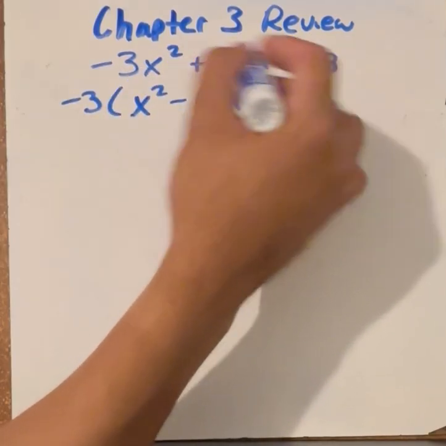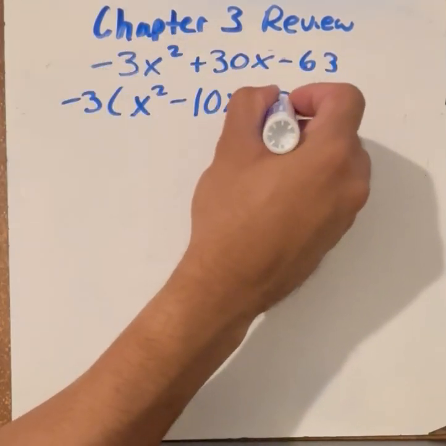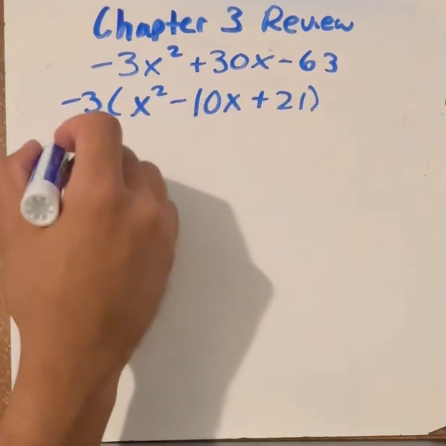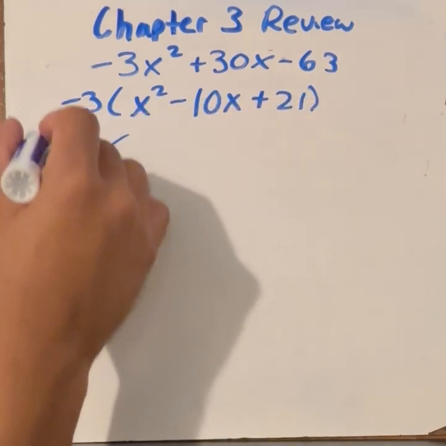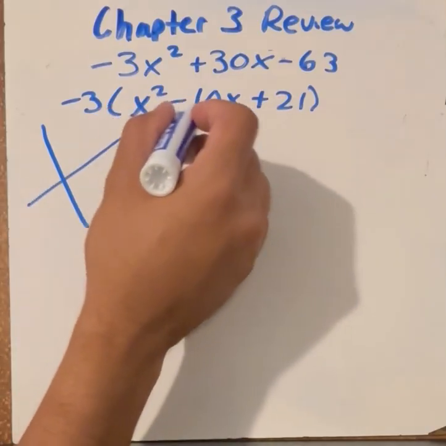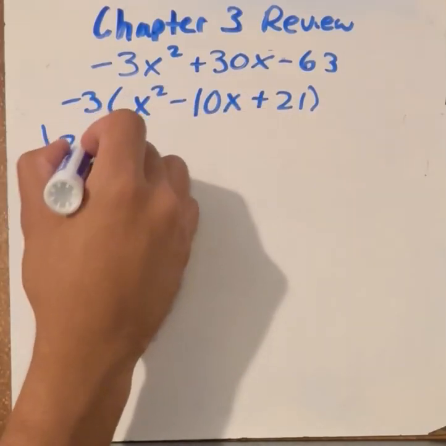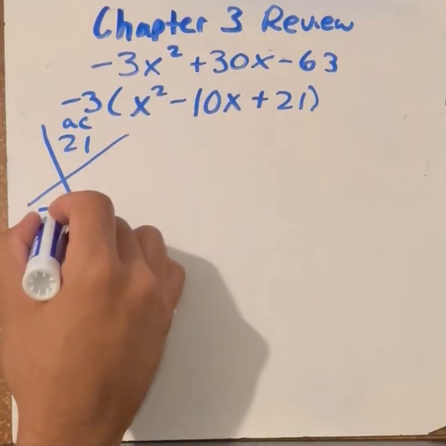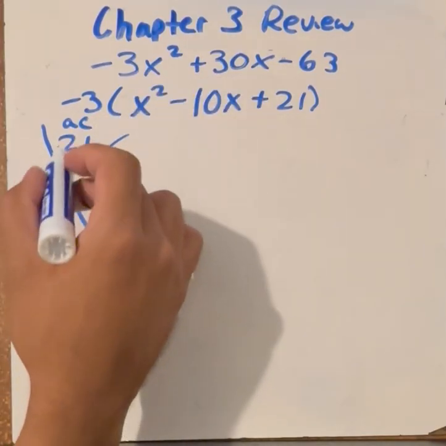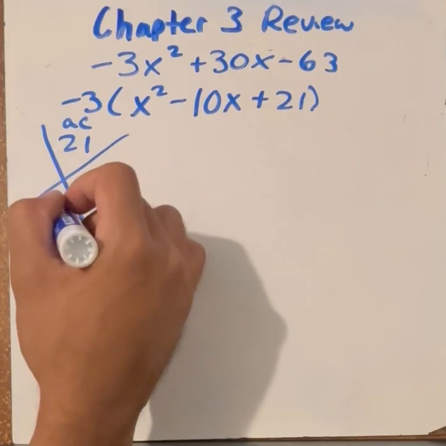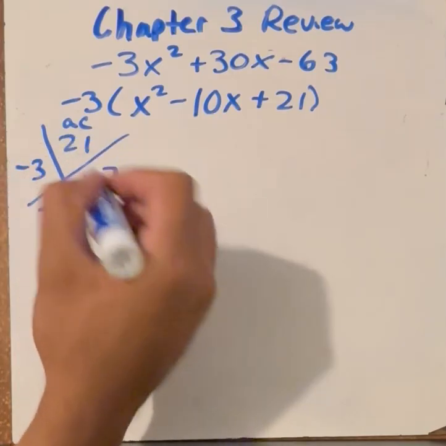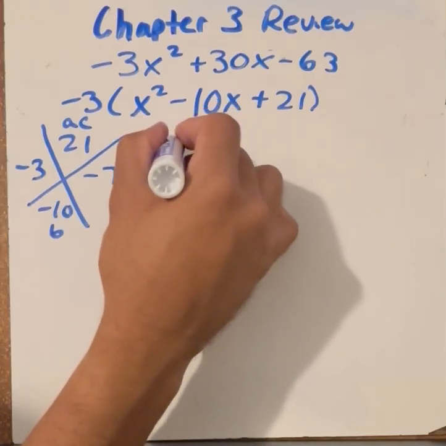Okay, negative 63 divided by negative 3 is plus 21. Okay, so now we want to factor the inside of the parentheses part by using our big X method. So 1 times 21 is 21. That's your AC, right? Negative 10 is your B. So two numbers that multiply to make 21 and add to negative 10 would be negative 3 and negative 7. So we can put it into here.